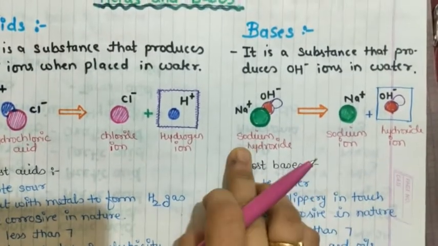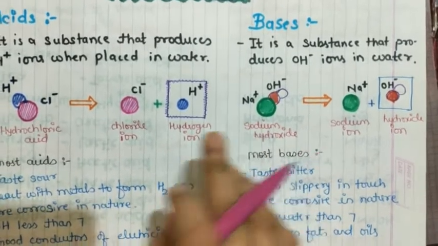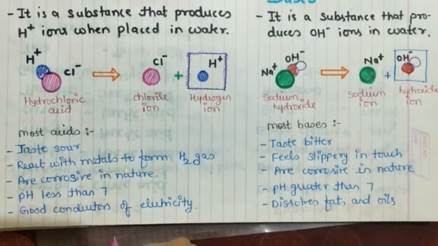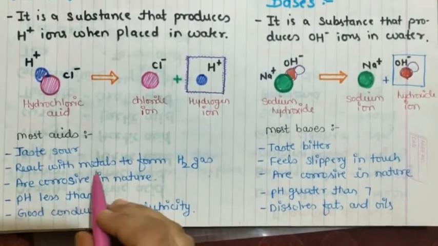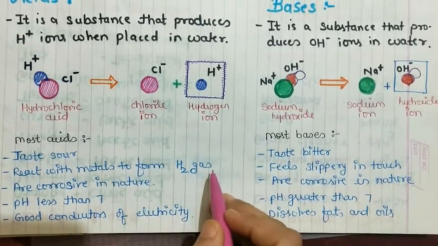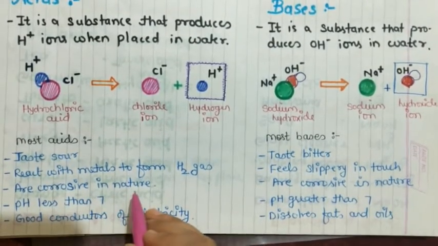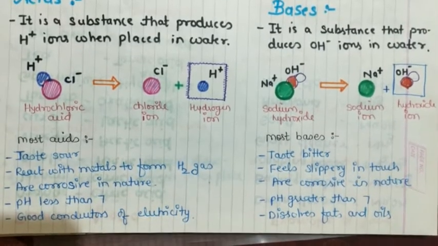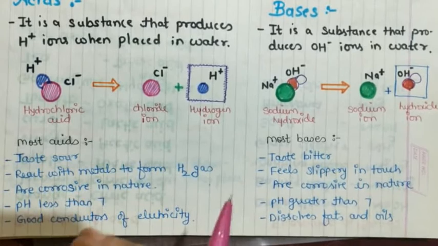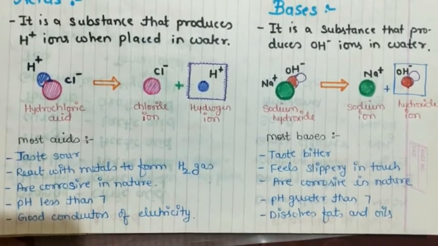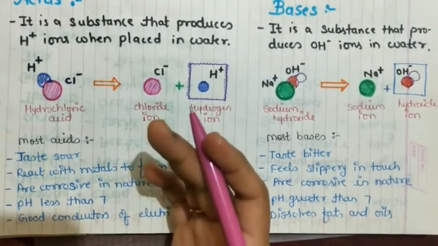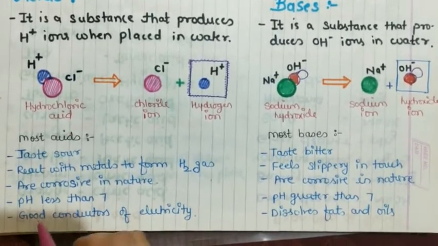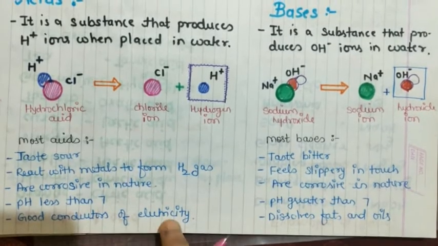Most acids are generally sour in taste, and they react with metals to form hydrogen gas. These are very corrosive in nature. Their pH is less than 7. I have explained the pH scale, and there we learned that if the pH is less than 7, then that substance will be considered an acid. Acids are generally good conductors of electricity.